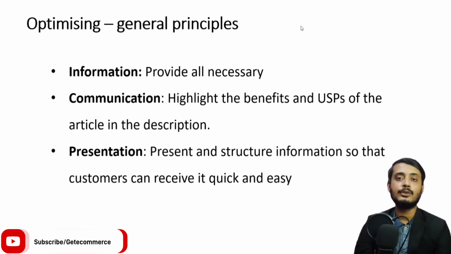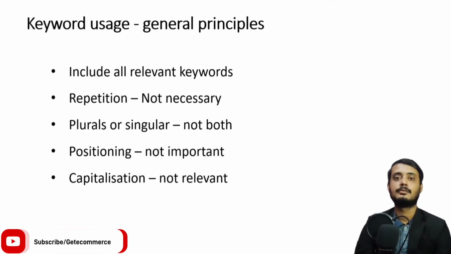When writing a listing, you should include all the information which is necessary for the customer to make a sale. The listing should highlight the benefits and the unique selling points of the article in the description. Finally, you should present and structure the information in the listing so that the customer can find the information they need about the product quickly in order to make a decision about a sale. When writing an Amazon listing description, you should abide by the following general principles.